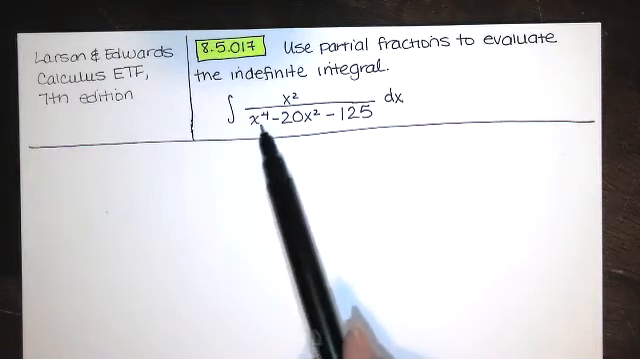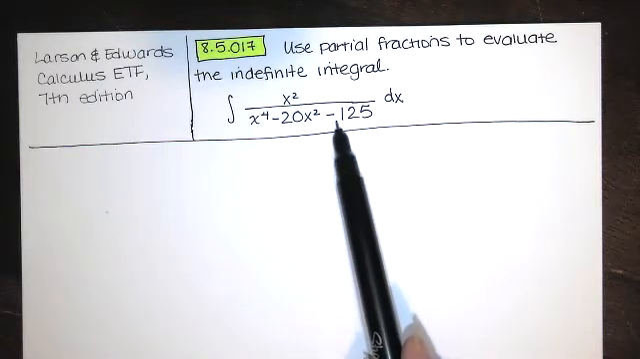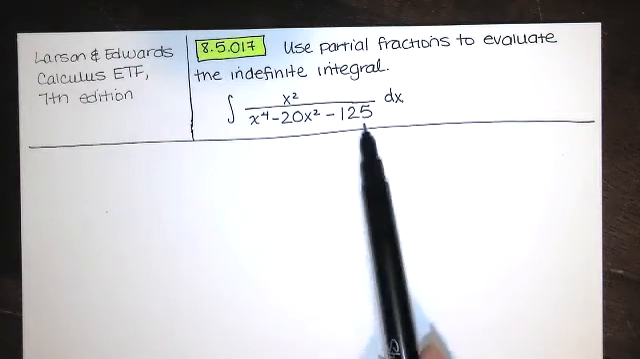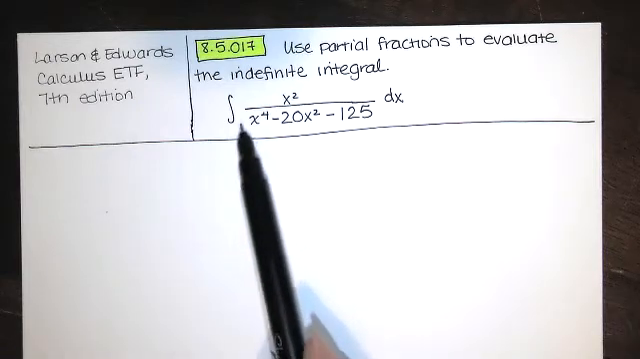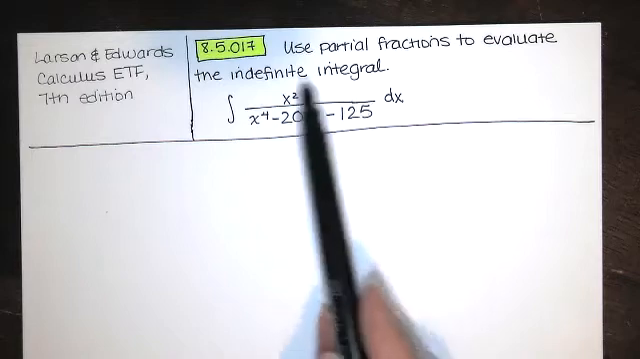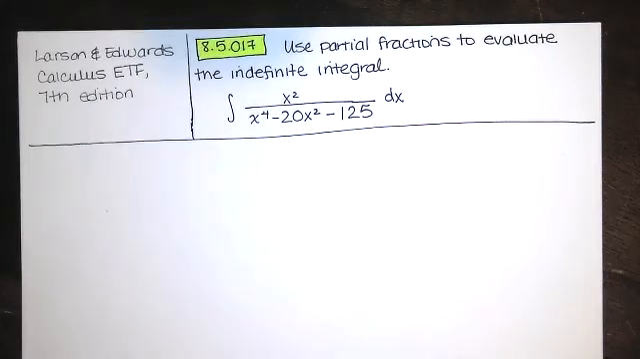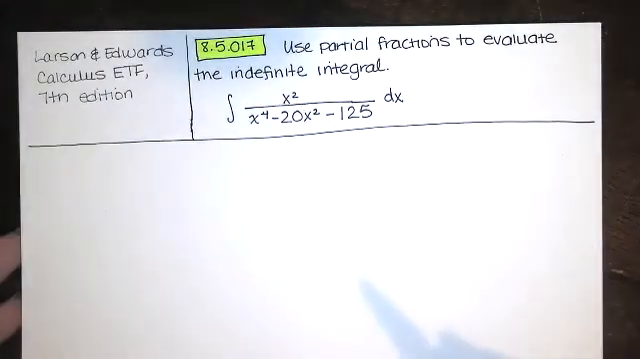The derivative of x to the fourth minus 20x squared minus 125 is 4x cubed minus 40x plus 0. And there's no 4x cubed minus 40x up here. And there's no 4x cubed minus 40x times a constant up here. So that's not going to work. Also, we're in this section on partial fraction decomposition, and we're told to use partial fraction decomposition to evaluate this. So we know that that's where we start.